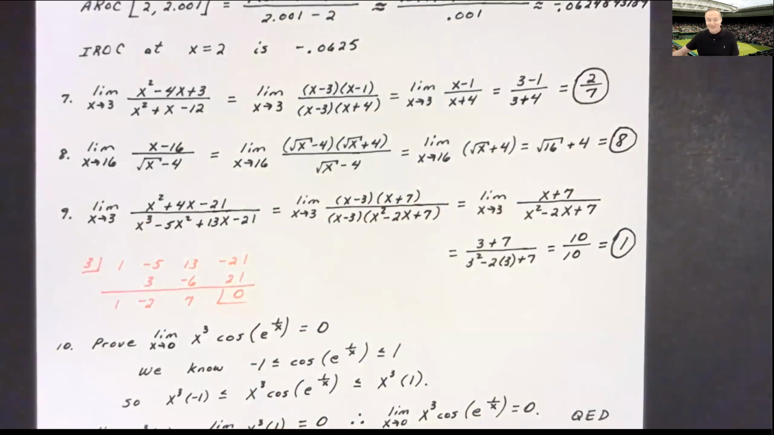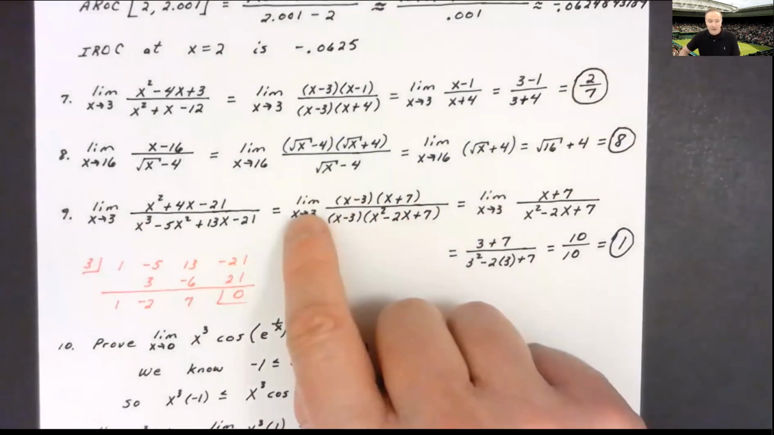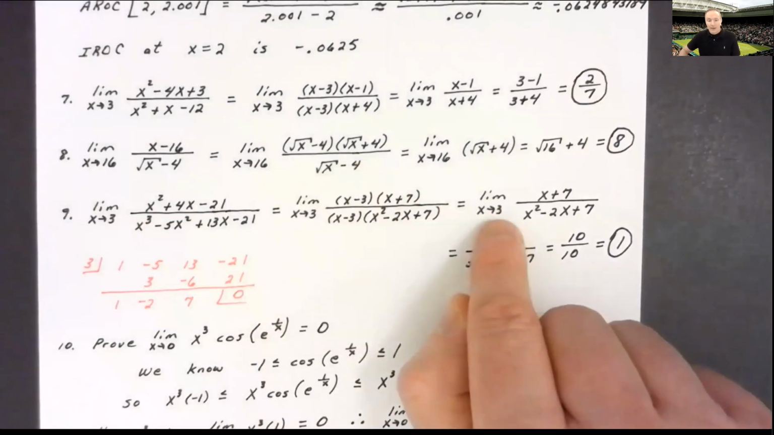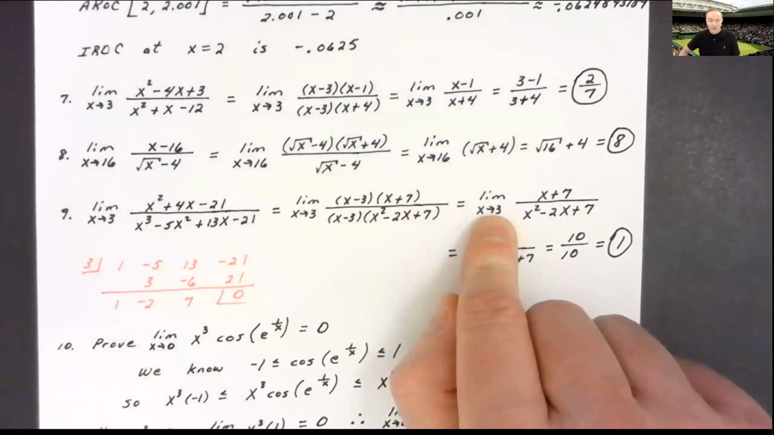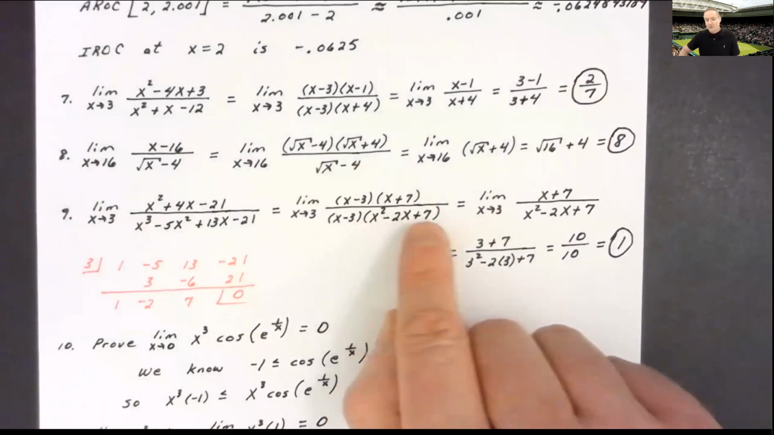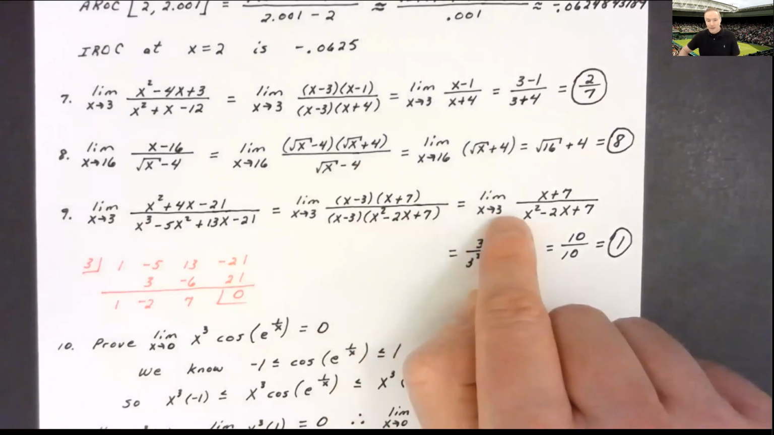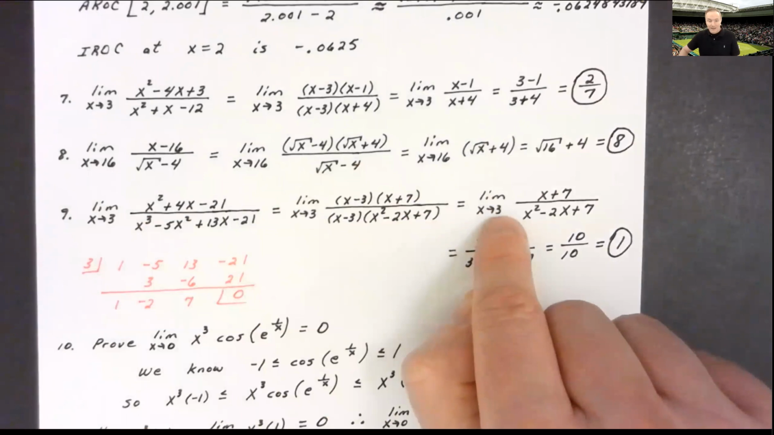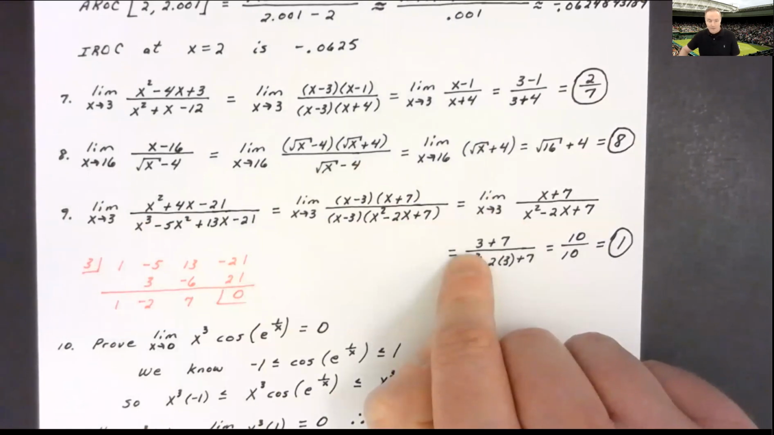Once you have the numerator and denominator completely factored, we know it's the factor of x minus 3 again causing trouble. We cancel that out. We have left over the limit as x approaches 3 of x plus 7 over x squared minus 2x plus 7. You can allow x to equal 3. So from this step to the next, that limit notation must disappear.